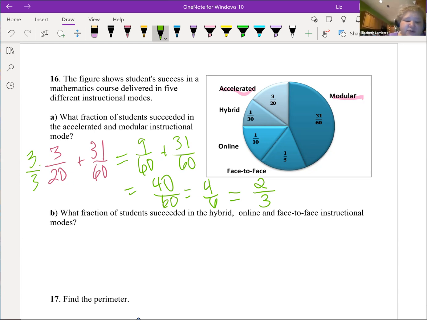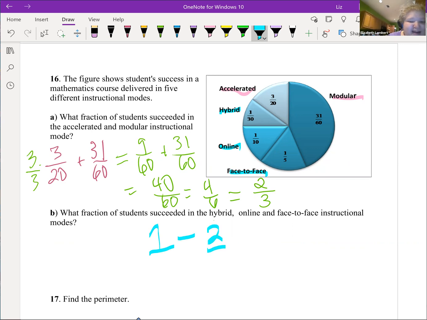What fractions of students succeeded in the hybrid, online, and face to face? So let me pick a different color. Hybrid, online, face to face. So the math teacher in me says we should add those 3 fractions. But the smartass in me says this is supposed to be 1 whole. So if this is 1 whole and 2/3 are the pink things that we just calculated, then the other 3 are the leftovers.